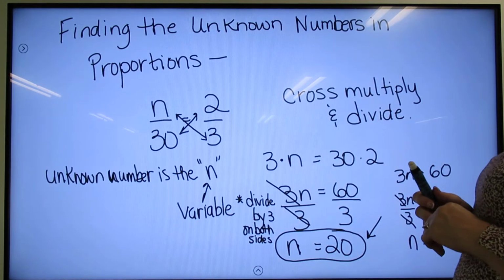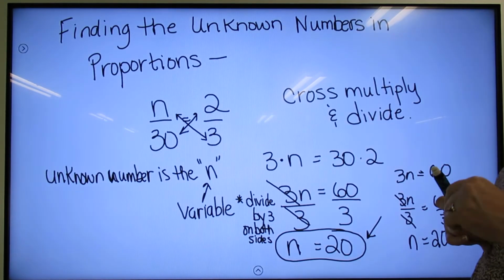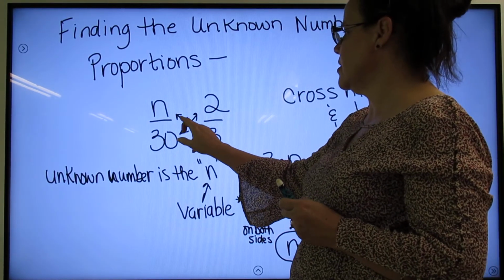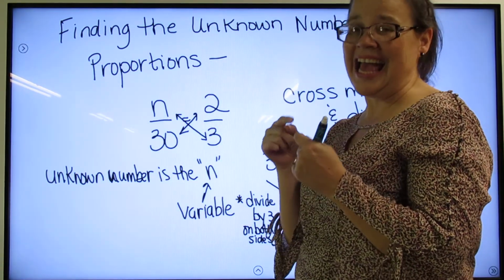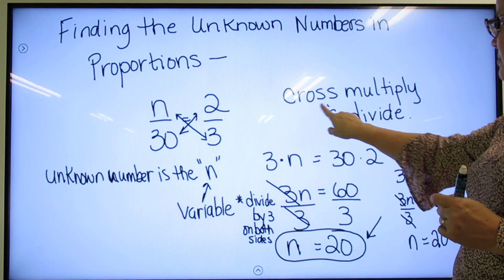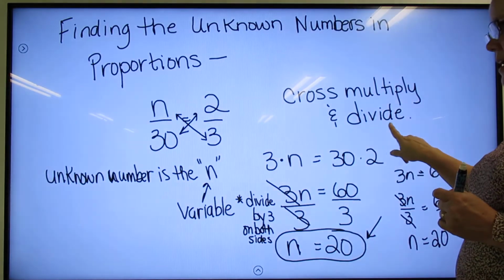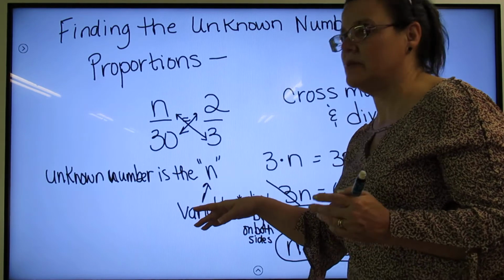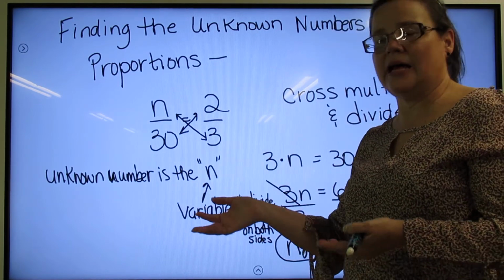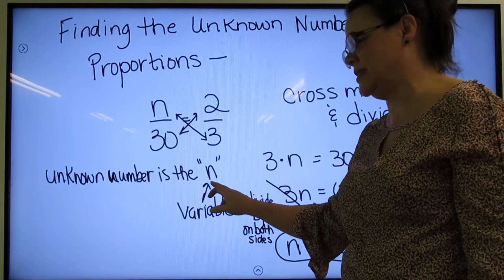Finding the unknown numbers in proportions. Pay close attention. n over 30 equals 2 over 3. You're going to cross multiply and divide. An unknown number is the n, it's the variable. It could be x, it could be s, it could be r. Usually they use an n or x.